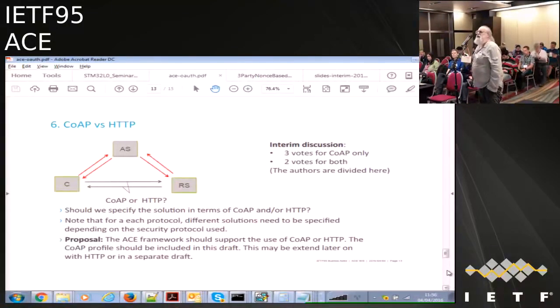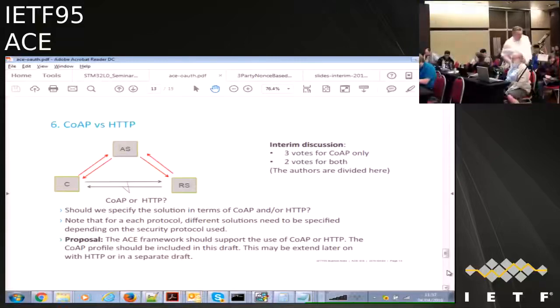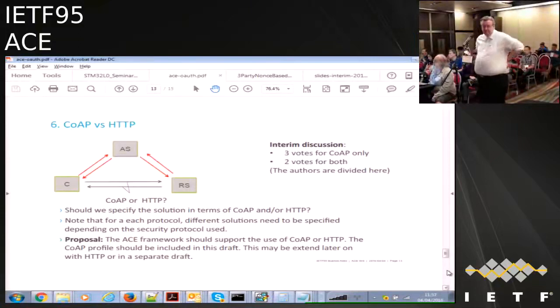I have a question on CoAP versus HTTP. Are we talking about pure HTTP, as opposed to saying we're just going to transport CoAP messages over HTTP? Because those are very different cases. No, I think we are talking about HTTP. For example, the typical case would be you have a non-constrained client like a smartphone or a tablet. It uses HTTP to talk to the authorization server. But then on the other communication side, from the client to the resource server, it uses, for example, CoAP.